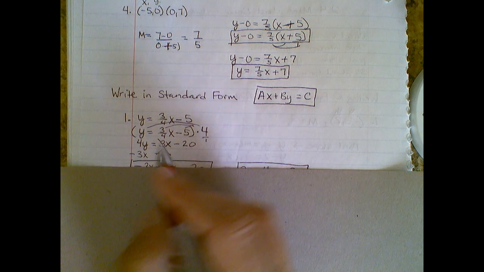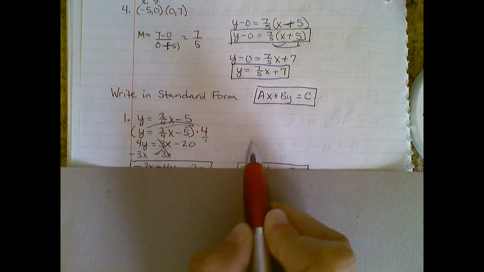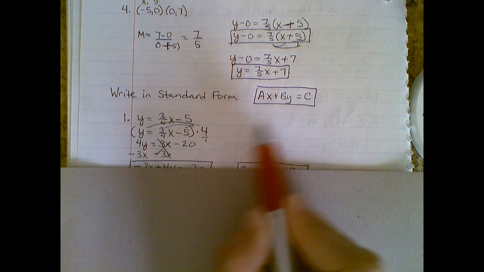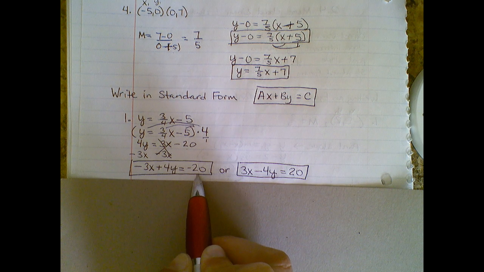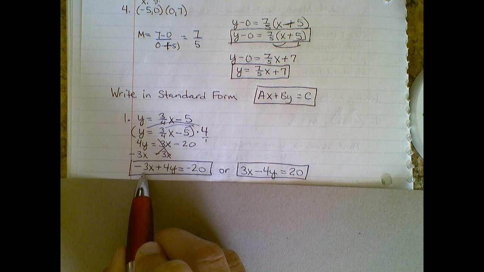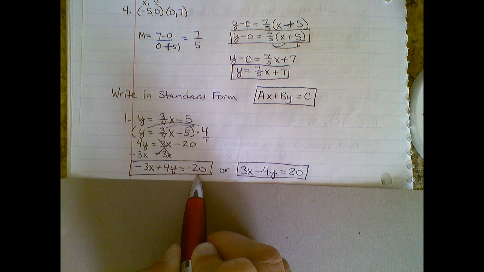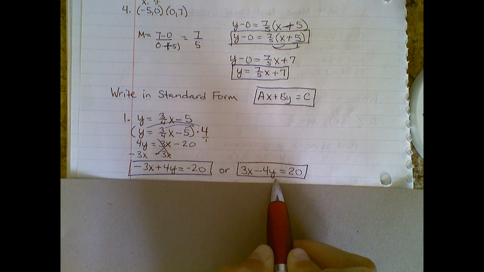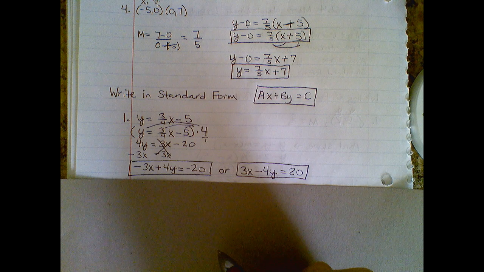They cancel out. So these are not like terms right here, so I just write them next to each other. I'm going to put my x first, then my y. So I have negative 3x plus 4y equals negative 20. Now instead, if you had all these signs the opposite, so this a positive 3x, this a negative 4y, and equals a positive 20, then that would be an acceptable answer. So either of those I would count correct.